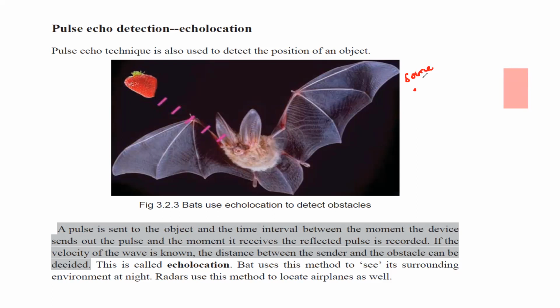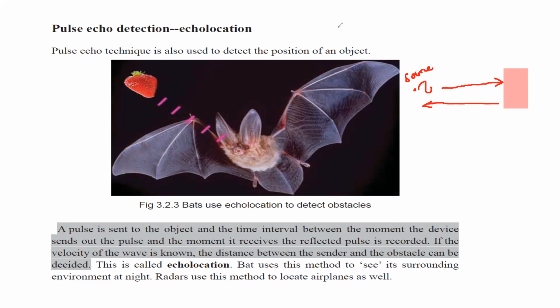So we send a pulse. Pulse means a small signal. Why do we use a pulse, not a continuous wave? Because if we use a continuous wave, it will be difficult to identify the wave which is sent and the wave which we are receiving, because we are continuously producing a wave and receiving the wave as well. So it won't be effective because we cannot distinguish between the wave which we are sending and receiving. So whenever we are using a pulse echo technique, we always use a pulse. We send the pulse that strikes the object and then we receive that pulse back again.